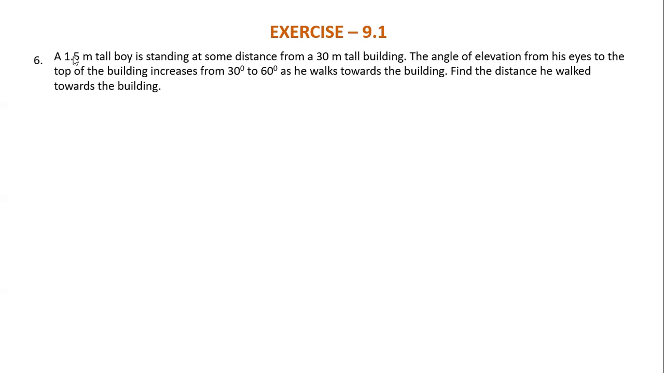Okay. That means standing in one position, he looks at the top of the building, which is 30 meters, and he measures the angle as 30 degrees. Then he walks towards the tower, and again he looks at the tower, and he measures the next angle as 60 degrees. So find the distance he walked towards it, how much closer he went to the tower. Now let us see. This is how it will be.